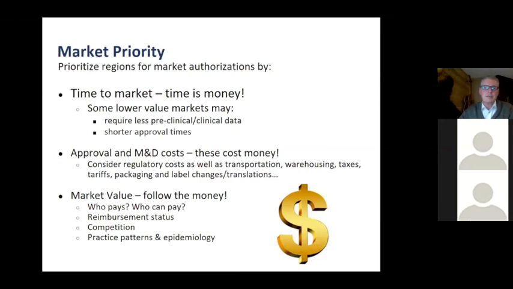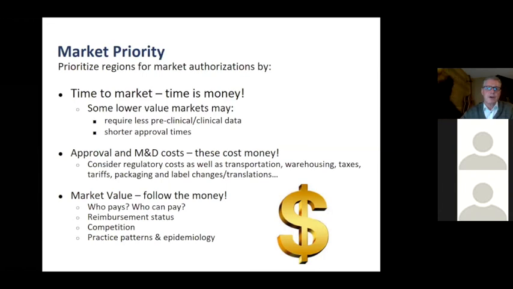You need to consider what your regulatory costs are going to be, your regulatory approval and your manufacturing and distribution costs. So consider those regulatory costs, your transportation, your warehouse, taxes, tariffs, packaging, label changes, translations, all of those items that go into making a decision about which will be the earliest markets that you will attempt to penetrate.